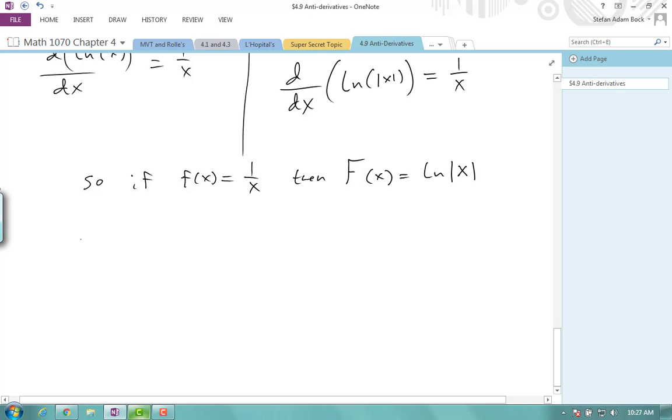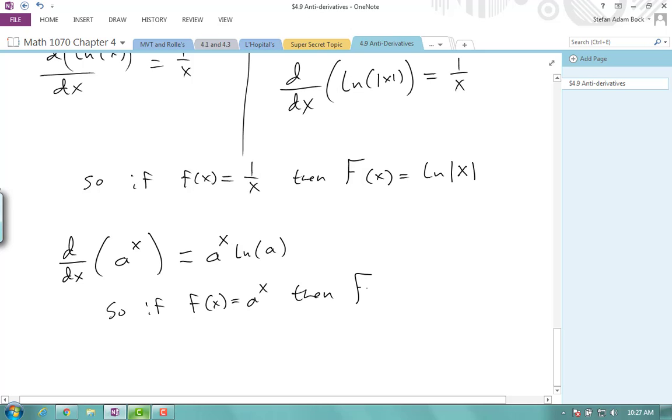And similarly to what I did for the product rule, since the derivative of a to the power of x, what did we do for these? We rewrote it and then multiplied by the natural log of a. So you can guess what happens in the antiderivative. Instead of multiplying, I'll divide. So if f of x is equal to a to the x, then big F of x is equal to a to the x divided by natural log of a.